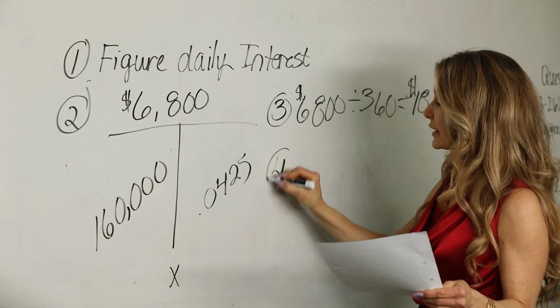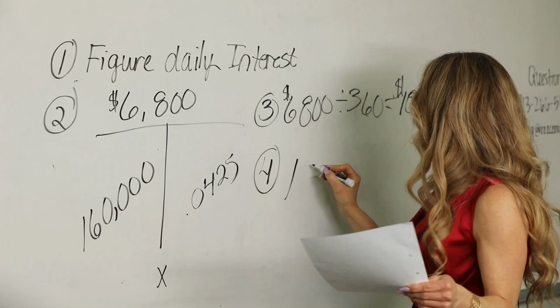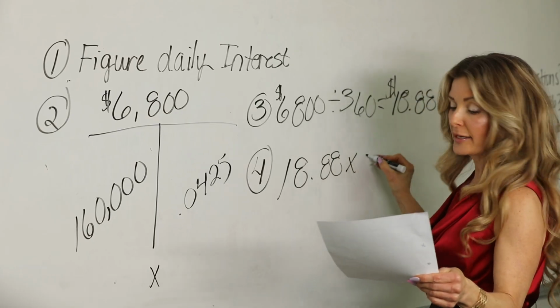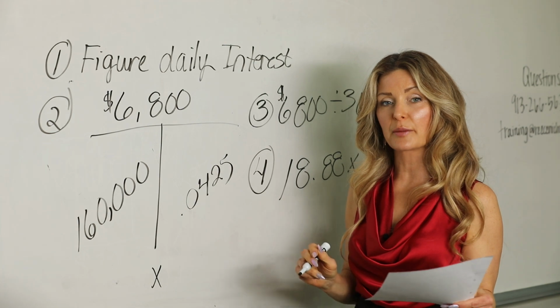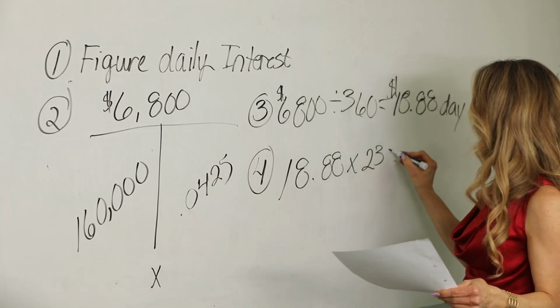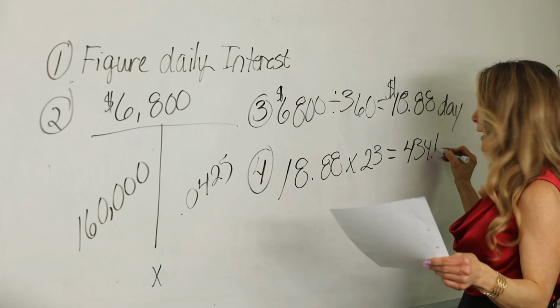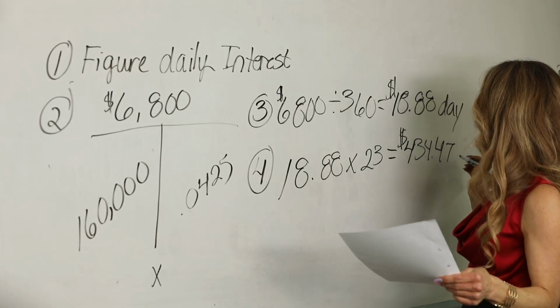And I will come down here and add in 23 days of interest. So I take my $18.88 multiplied by 23 days. And where did I get 23? Well, we close on May 23rd. Equals $434.47. And that is the answer to my problem.